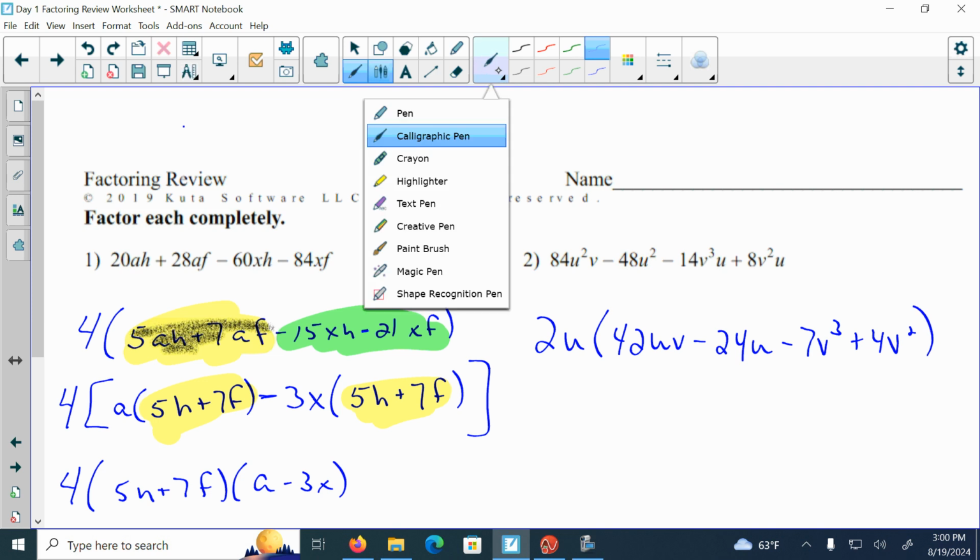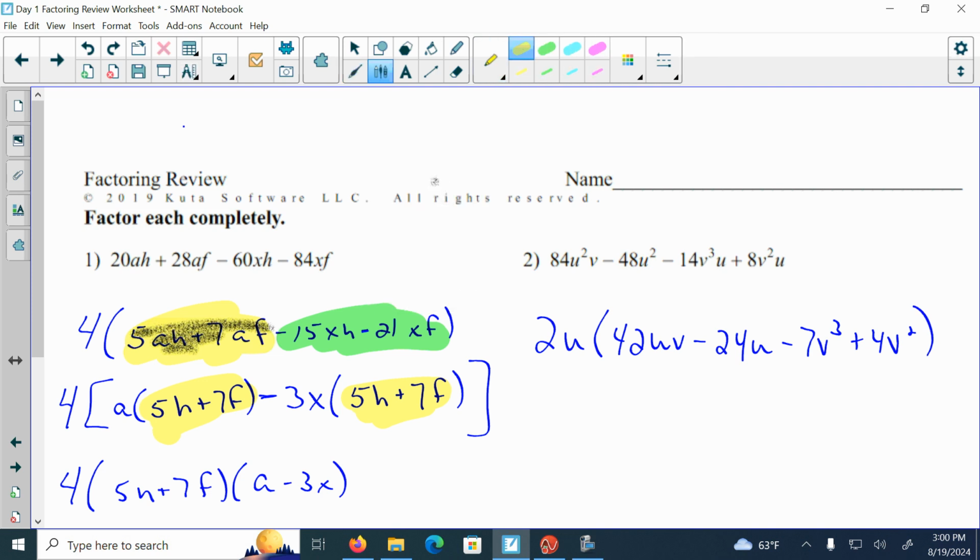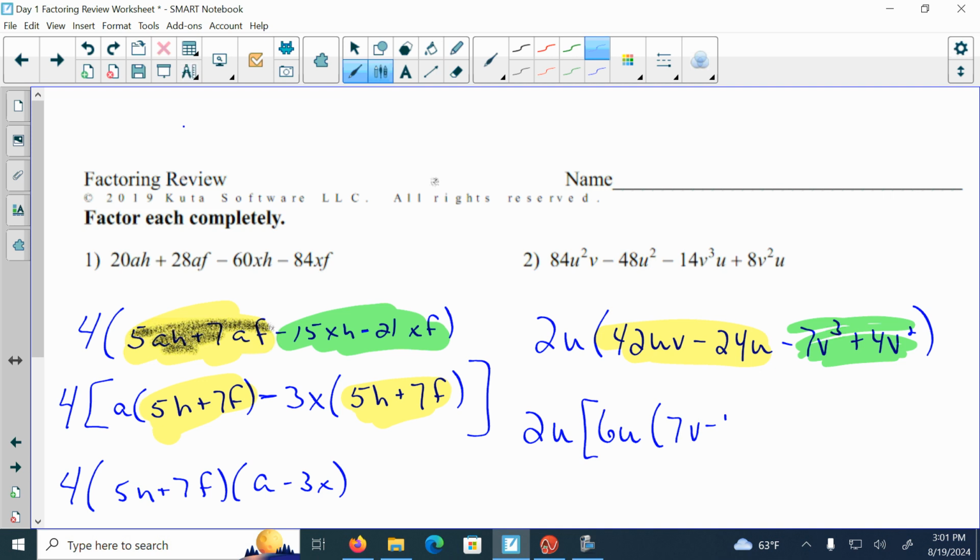Now from the first 2 terms and the second 2 terms, I'm going to factor out the greatest common factor from each of those. So when I do that, here's the 2U. I'm going to put a bracket. From the 42 and 24, I can factor out 6. Then I have a UV and a U, so I can factor out a U. I'm going to be left with 7V minus 4.